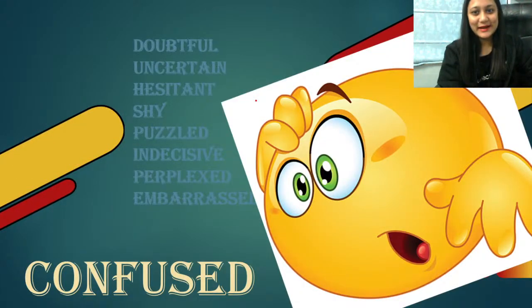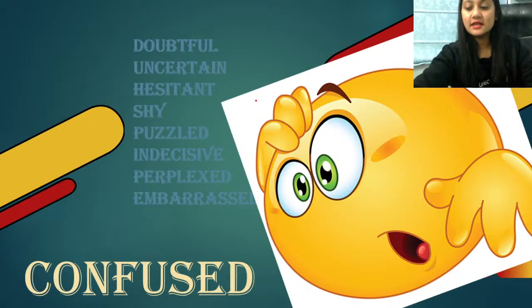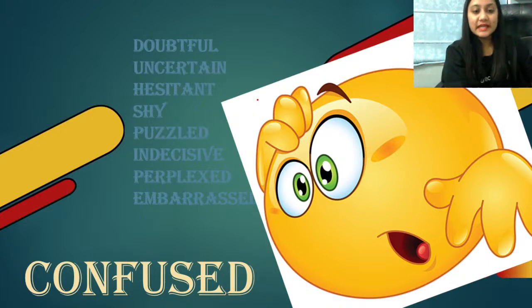Next is confused. So most times in our English lectures we get confused, right? In our mathematics also. At least I was somebody who used to get pretty much confused throughout the session when the math class used to be there. So what other words can we replace confused with? That is doubtful, uncertain, hesitant, shy, puzzled, indecisive, perplexed, or embarrassed, right? So these many terms can be used when we want to say that I'm confused. I'm perplexed. I am so confused.